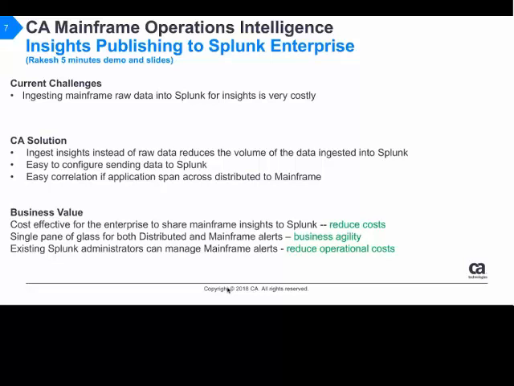This also helps the correlation of issues across mainframe and distributed applications, and the operators can manage their whole enterprise with ease. Using CA MOI to stream insights into Splunk helps the enterprises reduce the cost on the data sent to Splunk, as the data which is ingested into Splunk is enriched data and not the raw data. This also helps the operators to manage their enterprise using a single pane of glass for both distributed and mainframe applications. Next slide, please, John.